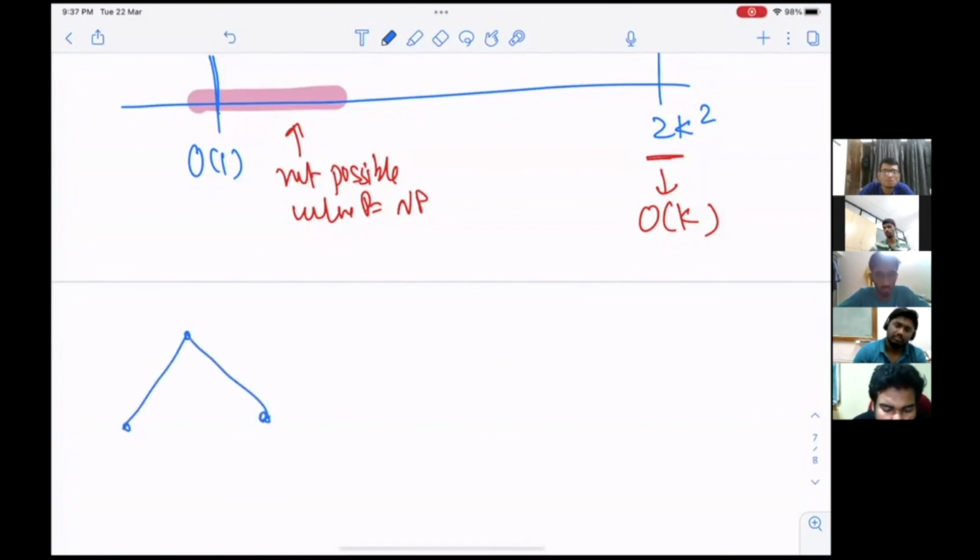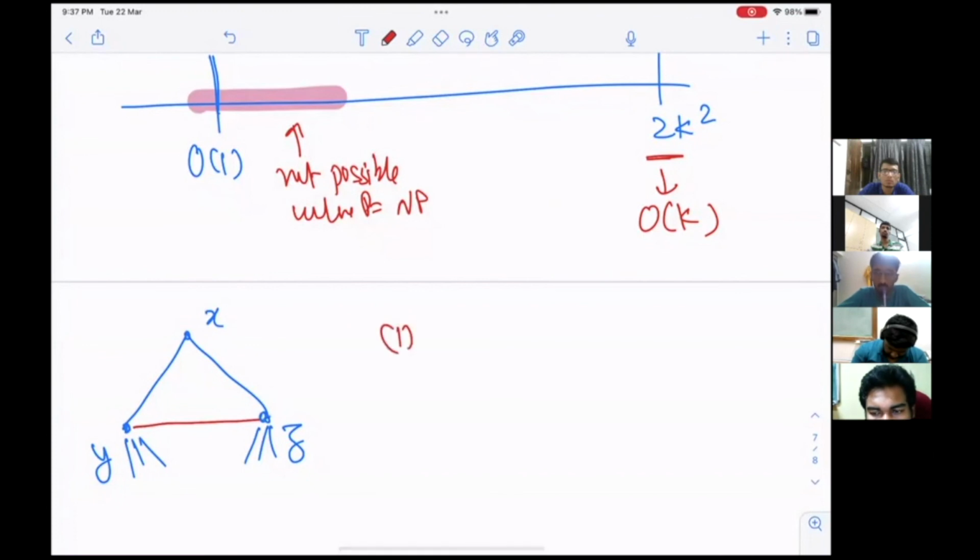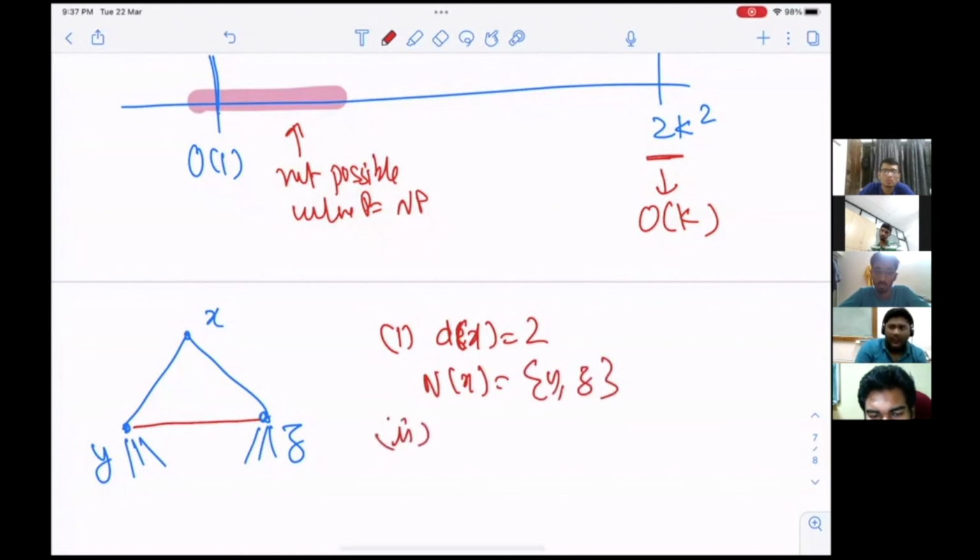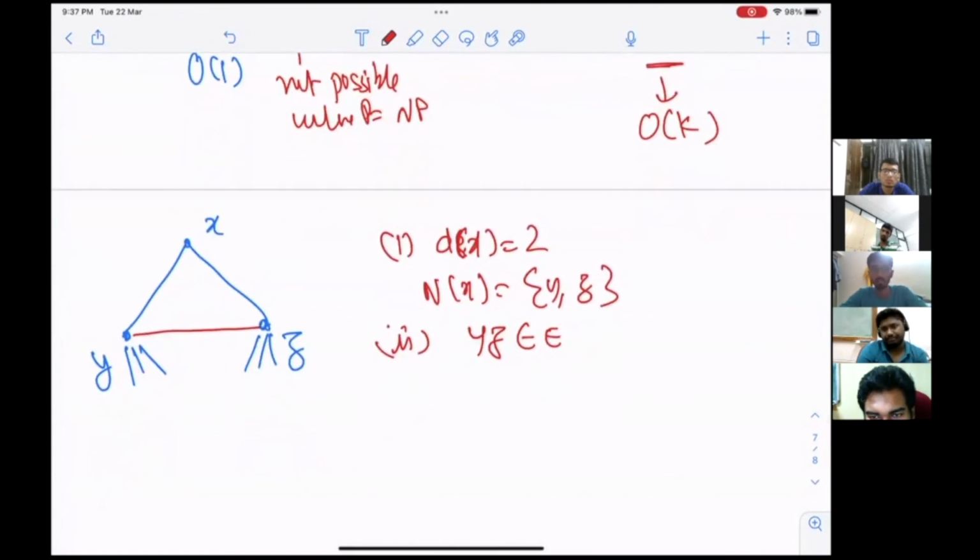Suppose I have a degree 2 vertex X, and Y and Z are some other vertices. Just to make your life easier, suppose there is an edge YZ. So first, the degree of X is 2, the neighborhood of X is Y comma Z. And second, YZ is an edge. In this case, can you come up with a transformation, or a reduction rule?